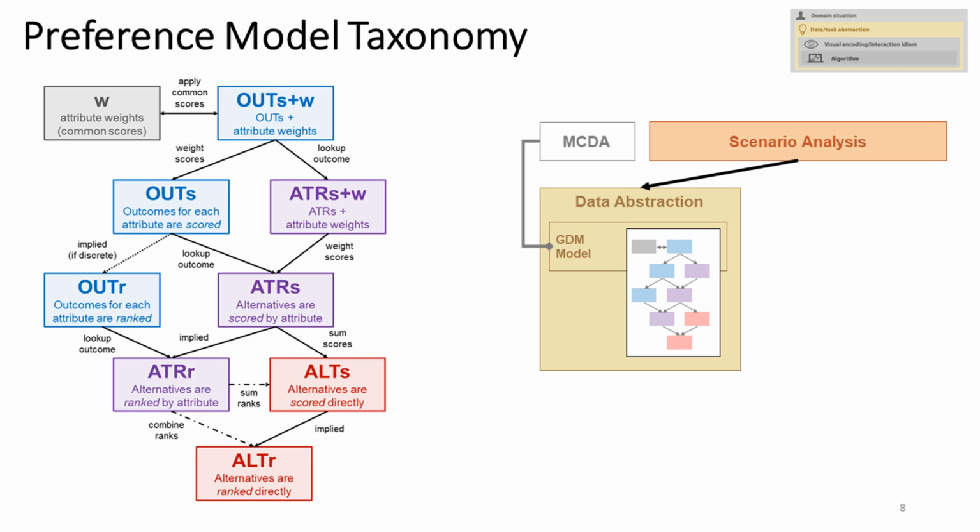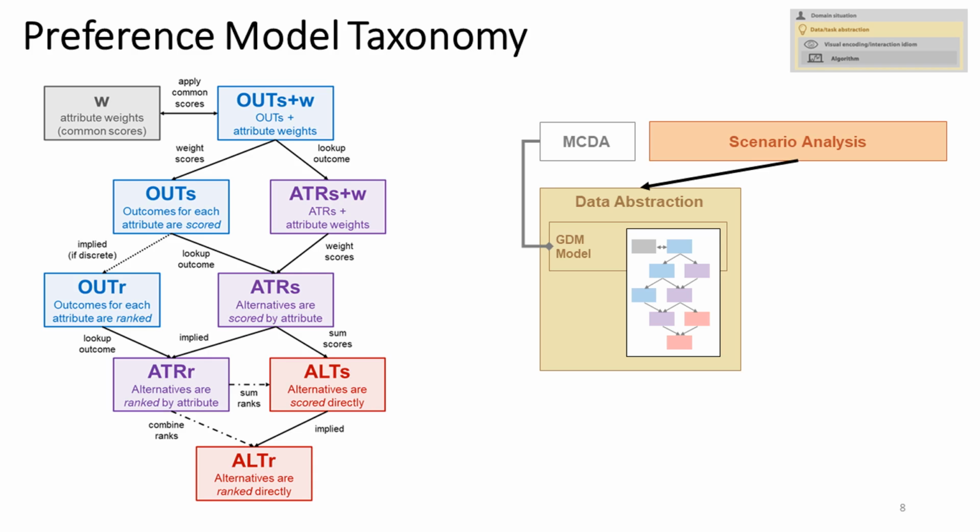Our taxonomy organizes preference models into a directed graph of classes. Each class is defined based on, first, whether evaluators assess alternatives, their attributes, or the outcomes those attributes may have. Second, whether these elements are scored or ranked. And third, whether attributes or outcomes are assigned weights.